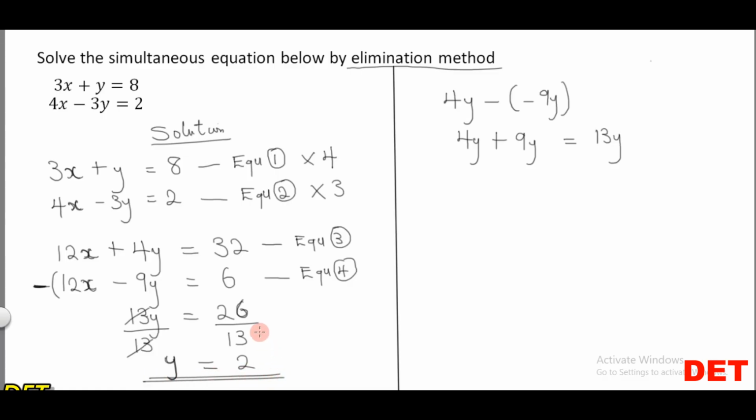It's quite easy and straightforward. In the next video we are going to look at how we are going to get the value for our x.